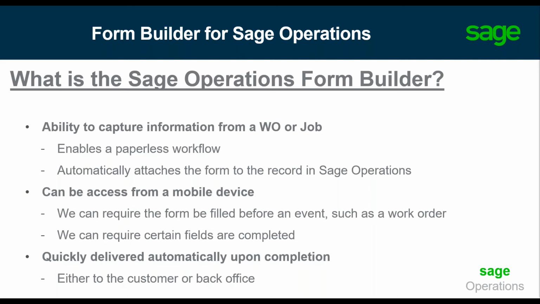We can require these forms to be filled out before an event, such as a work order. We can also require certain fields to be completed within that report. This will deliver automatically upon completion, either to a customer or back to the back office. Since we are live connected to your Sage 300 data, which allows us to tie certain fields back into the record within Sage, we can then pull those payroll records, the job names, parts, inventories, and more.